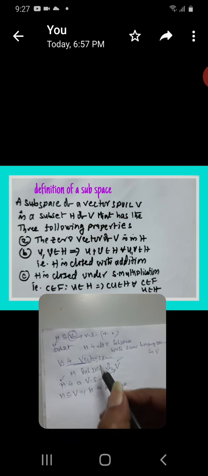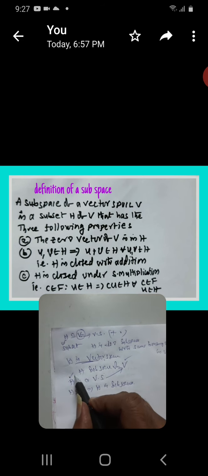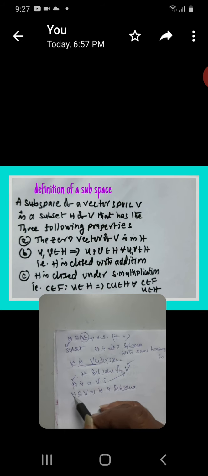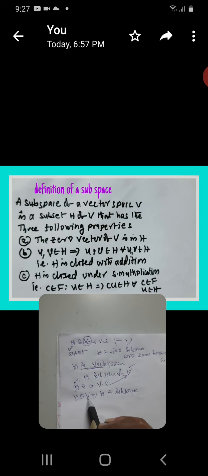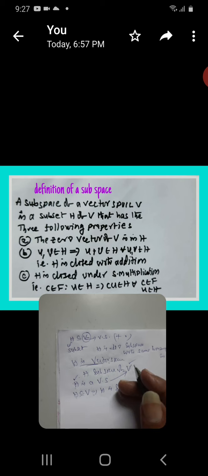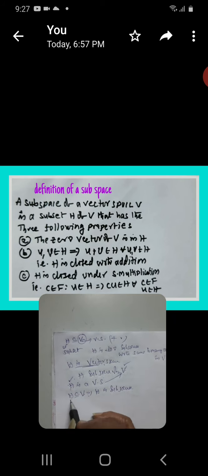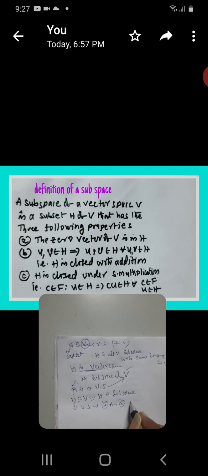What is the relation? H is a subset of V. All elements in H are also elements in V. H contains vectors, V contains vectors. All vectors in H are also in V. V also contains some other elements. But H is contained in V. Here H is a subspace. Subspace means H is a vector space. Vector space means 5 addition properties, 5 scalar multiplication properties.